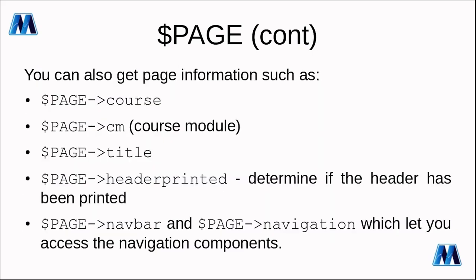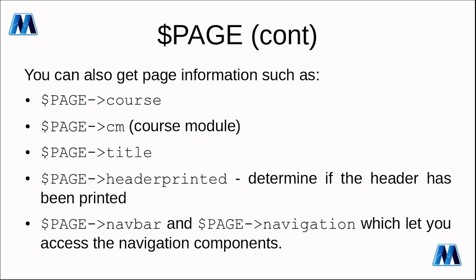So you can get page information from the page variable, so you can find out what course you're on if you are in a course. So page course, page CM if you're in a course module. You can get the title. A useful one is page the header printed. So this will determine if the header has already been printed, which you would want to know before you try and send, let's say, a file, the contents of a file, etc.